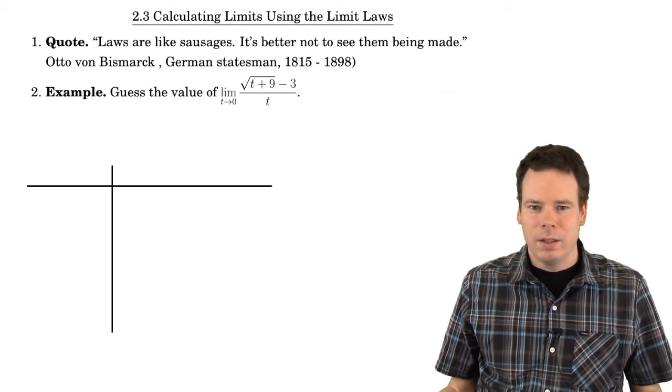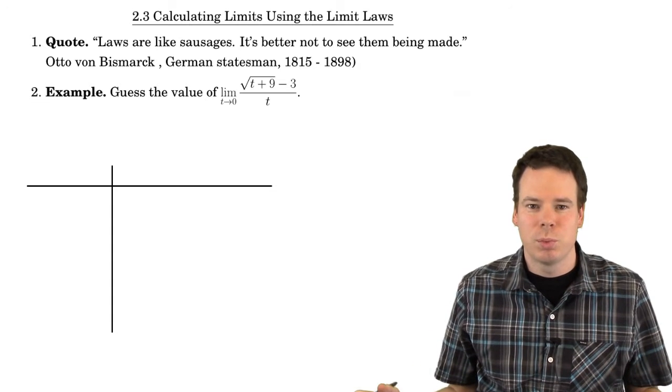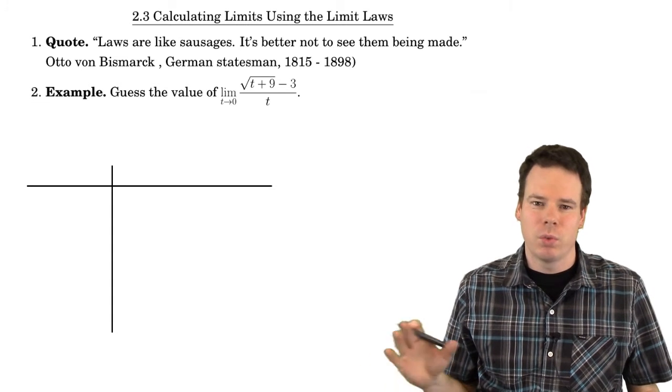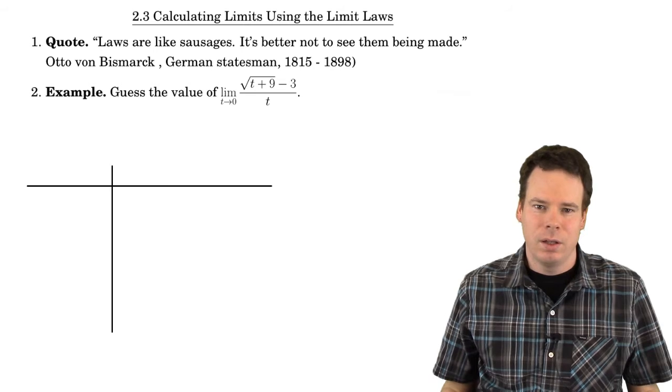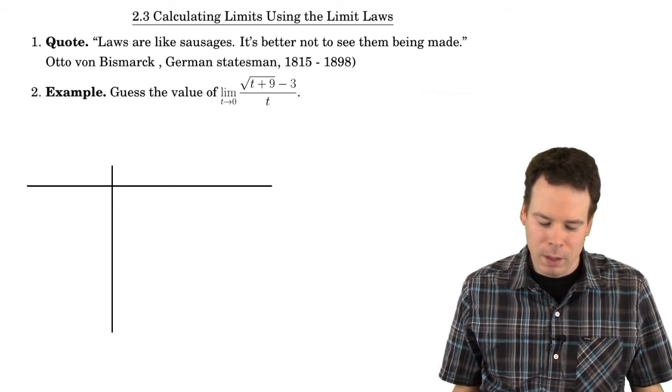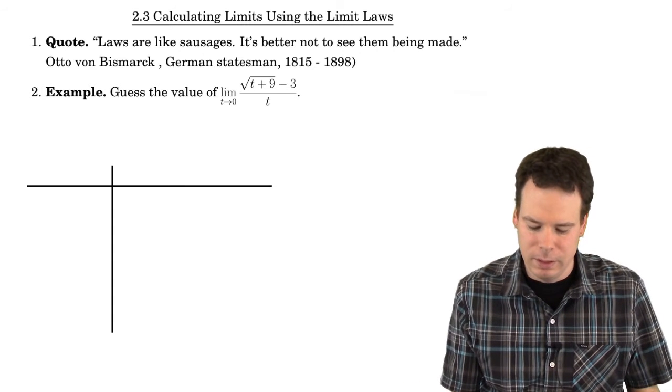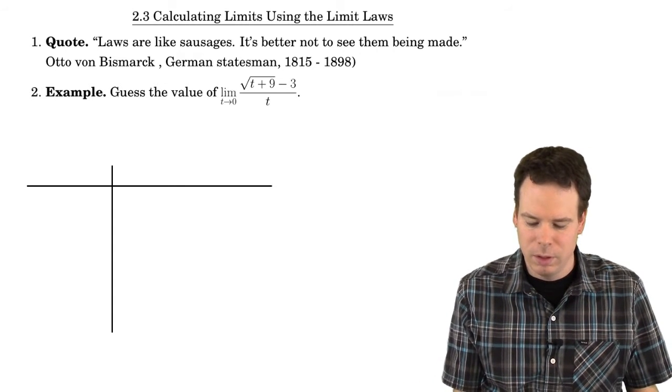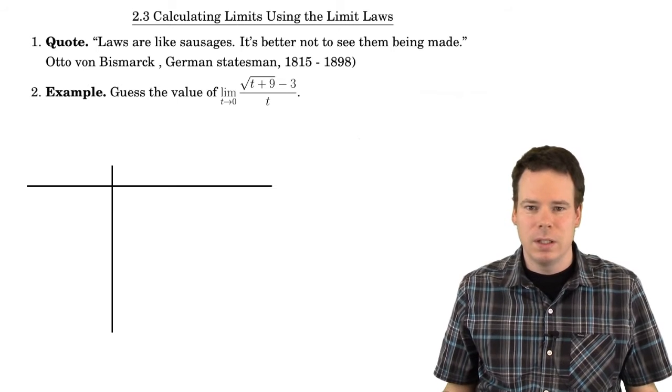Now we're going to look at slightly more algebraic techniques for computing limits, ones that don't rely on a table of values. The reason we want to do this is motivated by the following example. Let's guess the value of this limit. The limit as t goes to 0 of the square root of t plus 9 minus 3, over t.